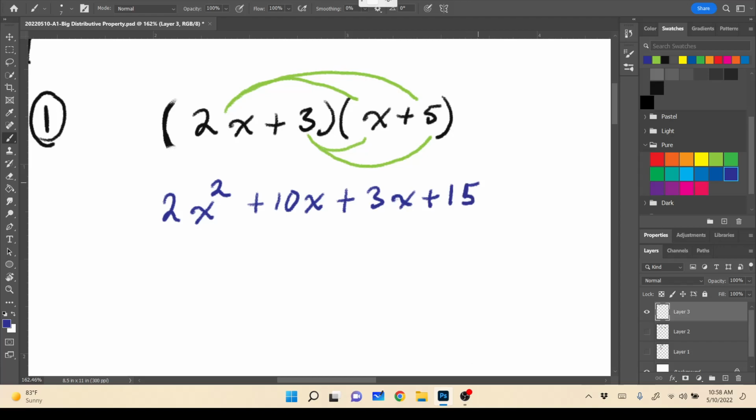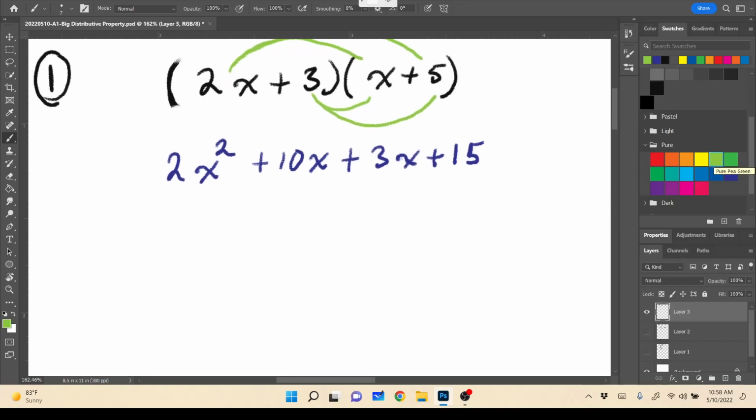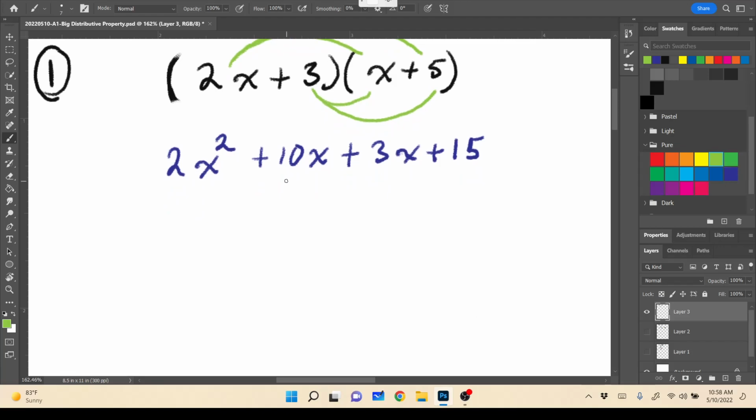So proud. Now what should we do? We should definitely combine like terms. Where are they? 10x and 3x. So what's our answer? 2x squared plus 13x plus 15. That was easy.